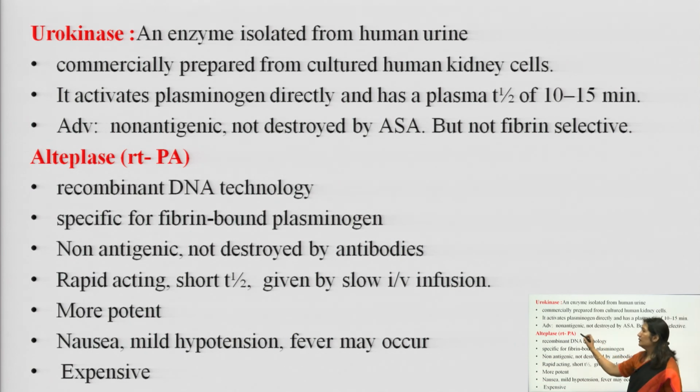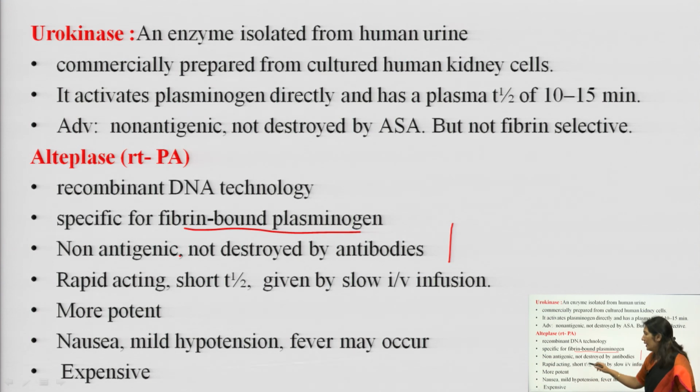Next in importance is alteplase, that is recombinant tissue plasminogen activator. So, tissue plasminogen activator that is present intrinsic to the body, this alteplase is derived from recombinant DNA technology. It is specific for fibrin bound plasminogen. This I have already told, that tissue plasminogen activator is selectively specific for fibrin bound plasminogen. It is non-antigenic, does not produce allergic reaction, it is not destroyed by antibodies. So, these are the advantages.